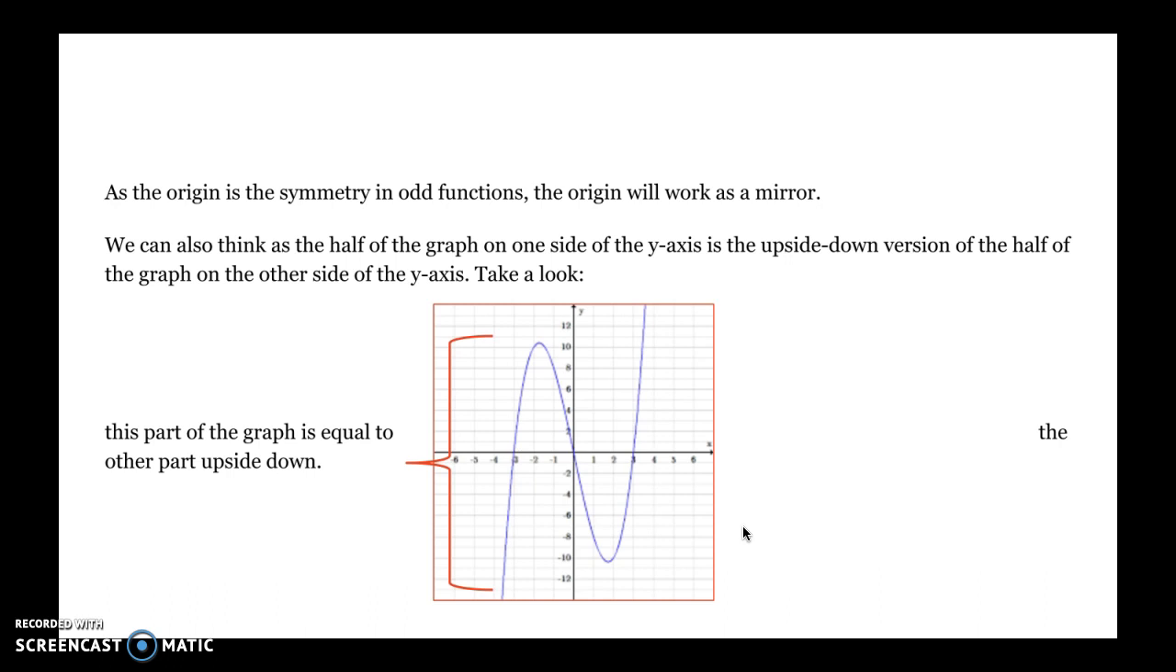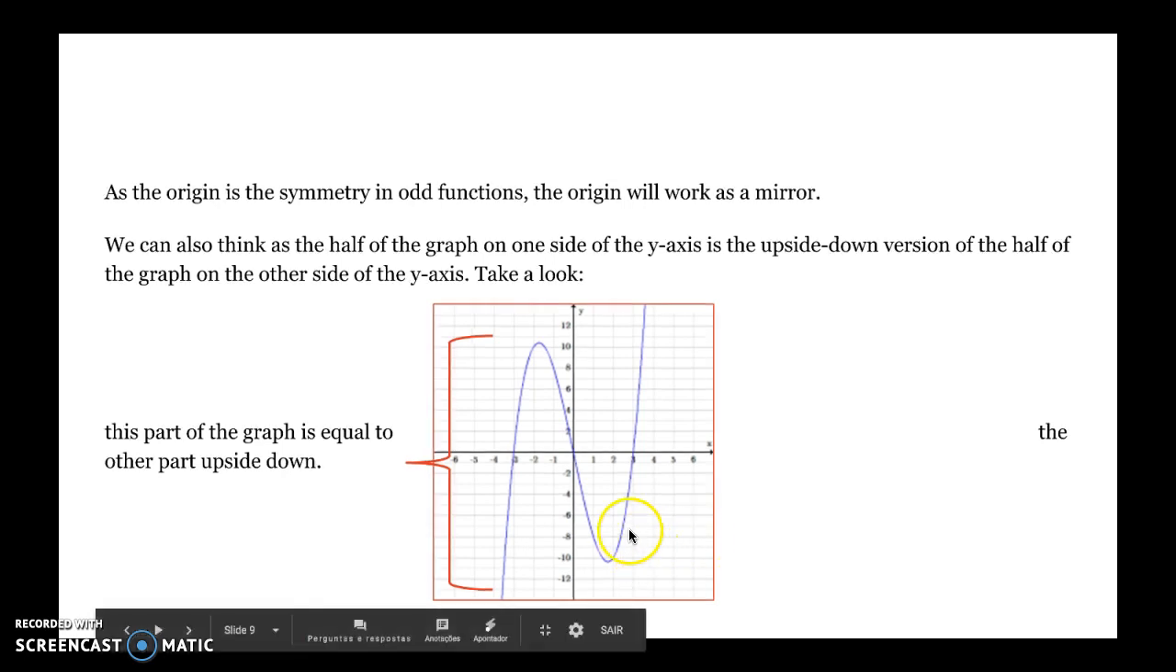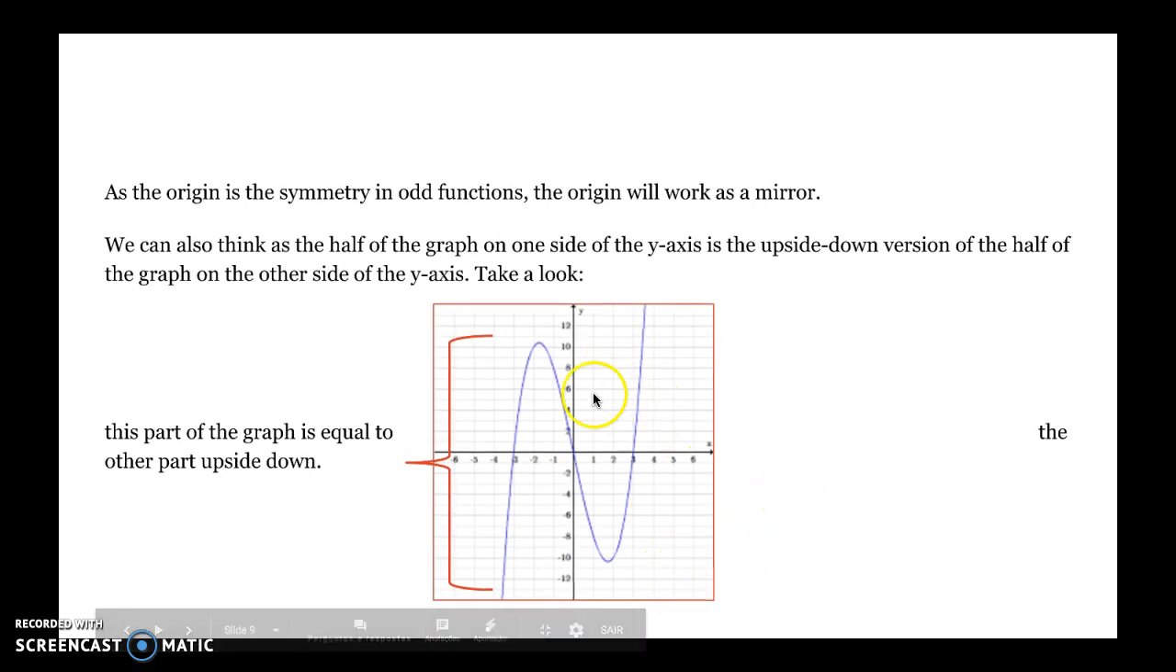We can also think of the half of the graph on one side of the y-axis as the upside down version of the half of the graph on the other side of the y-axis. This is easier to think about because it's easier to see in the graph. We see that this part over here is exactly the same as this, but upside down. If we turn this part upside down, it will be like that, and it will be the same as this one.